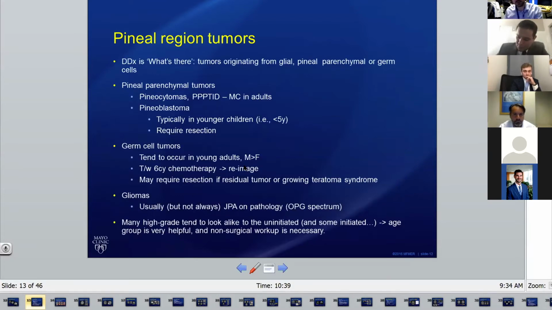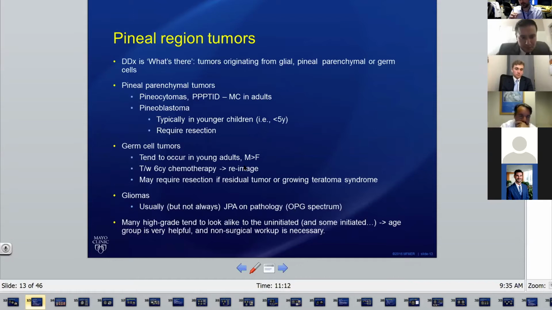So let's start working our way up here. The way I think about pineal region tumors is what's there. You think about the cells that are living in the pineal region and how their progenitor cells can cause tumors. The cells that are there are either of glial origin, pineal parenchymal origin, or they're coming from germ cells. Pineal parenchymal tumors come in a wide range of flavors. I won't really get into pineocytomas or primary pineal parenchymal tumors of intermediate differentiation. Those are much more common in adults, so I'll leave those alone for now.